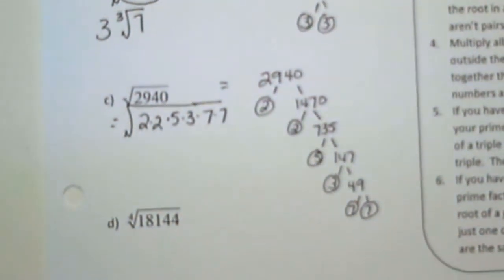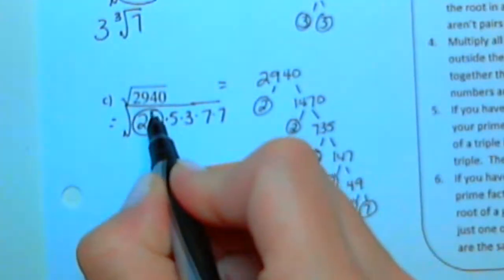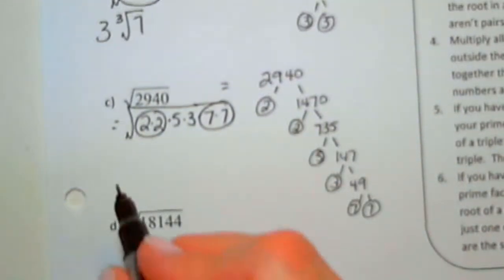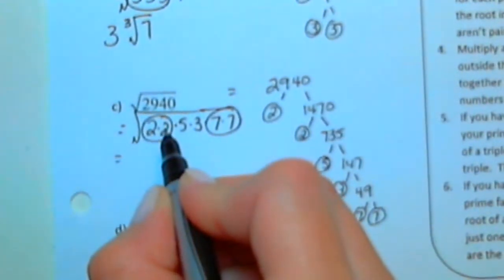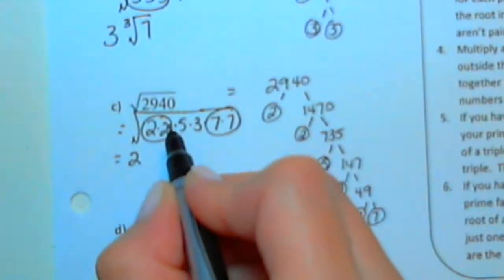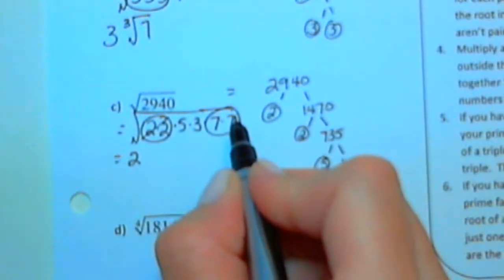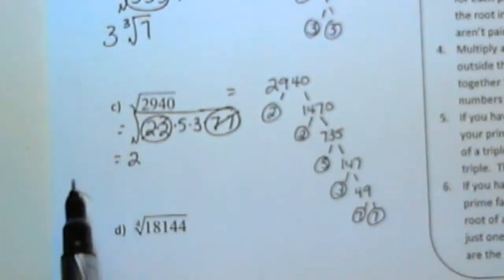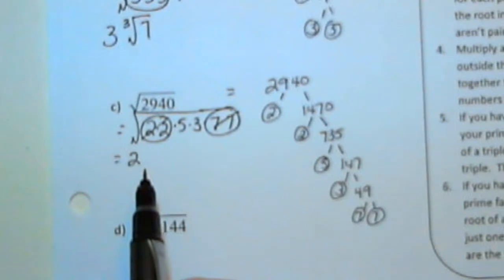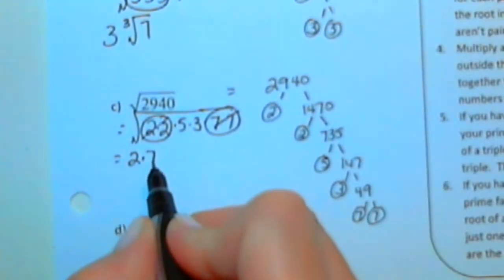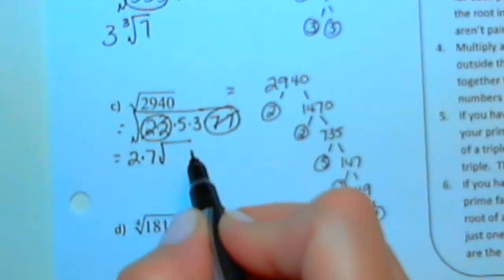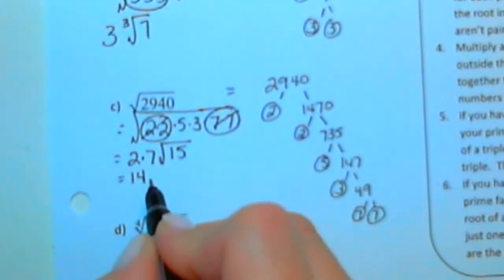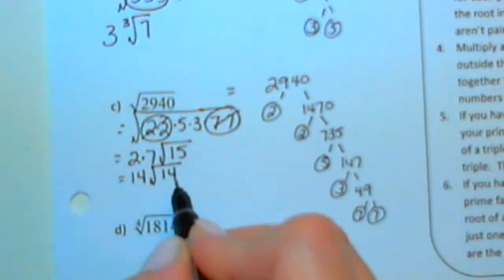This one's a little more interesting because we have a double here and a double here, and then a couple guys left inside. So what happens there? 2 times 2 comes out as 2, gone. 7 times 7 comes out as 7. Now we have a 2 outside. I'm not going to write 2 and 7 beside each other like 27. What I really have is 2 times 7. Now what's left inside is 15. This is 14 root 15.